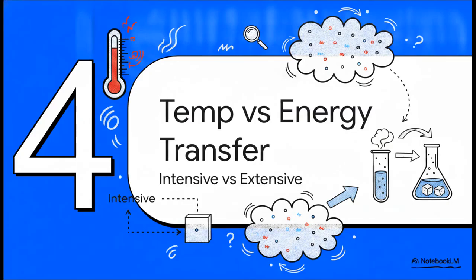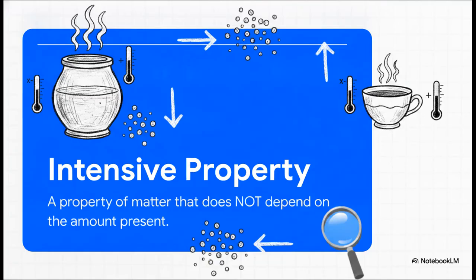Moving on to Section 4, temperature versus energy transfer, intensive versus extensive properties. Okay, so right here is a classic stumbling block. It is so easy to assume temperature and heat energy are the exact same thing. But to explain why they're distinct, we need two new terms. The first is an intensive property. This is a property of matter that does not depend on the amount of matter present. Temperature is a perfect example of this.